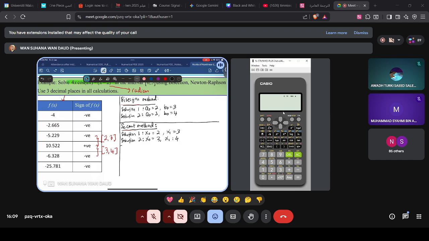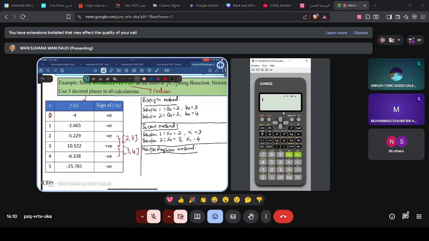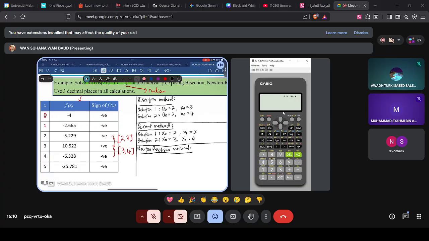Okay, how about the Newton-Raphson method? For Newton-Raphson method, as we know, we just need one initial value only. We just need one initial value, but we have two values, 2 and 3. So what you have to do is check the value of fx because we want the best initial value. Actually, you can use either 2 or 3 as the initial value.